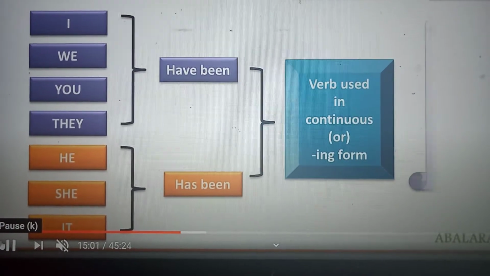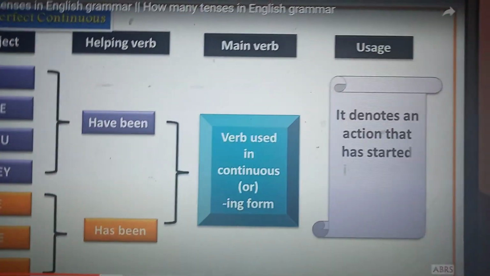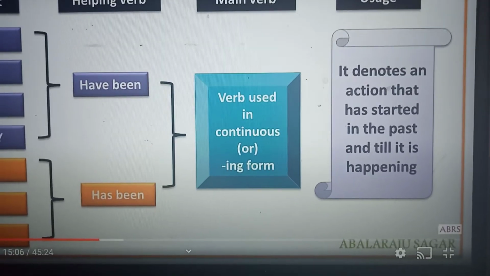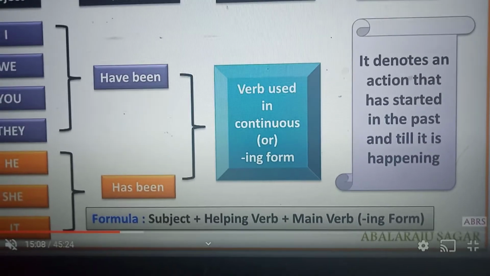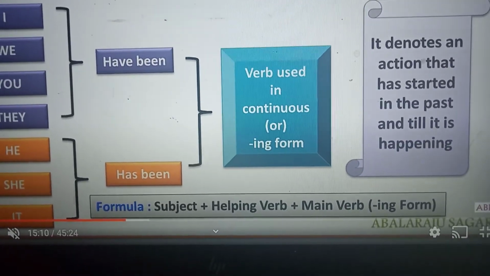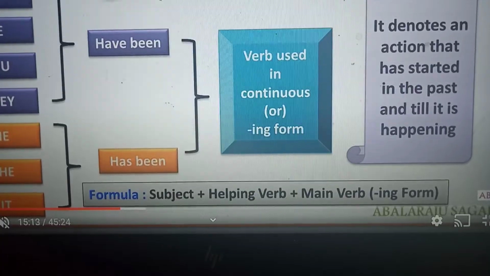Then the verb is used in the continuous ing form. It denotes an action that has started in the past. Started already, still happening. Subject plus helping verb plus main verb, ing form. Okay? Have been, has been.